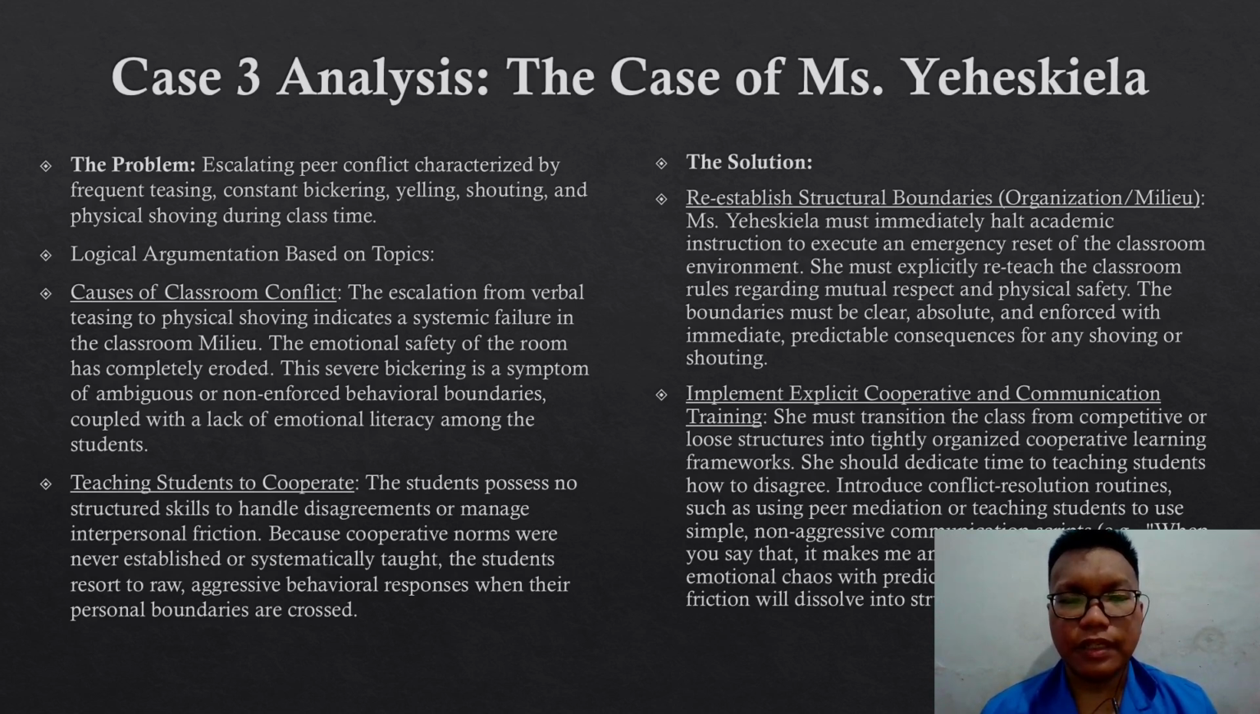This severe bickering is a symptom of ambiguous or non-enforced behavioral boundaries, coupled with a lack of emotional literacy among the students. Teaching students to cooperate. The students possess no structural skills to handle disagreements or manage interpersonal friction, because cooperative norms were never established or systematically taught. The students resort to raw, aggressive behavioral responses when their personal boundaries are crossed.